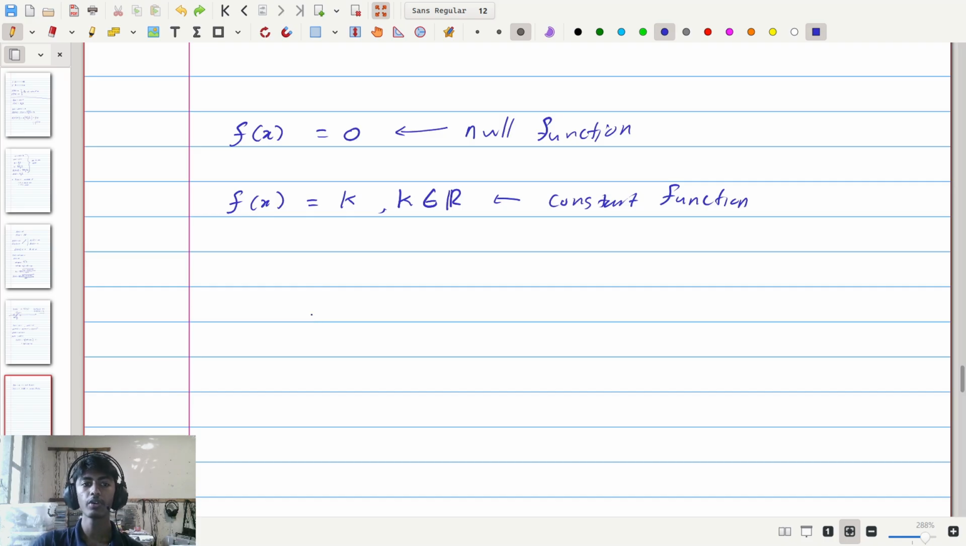The next function we'll be talking about is the unit function, f of x equals 1. Again, there's nothing much to say here. The unit function is simply the function that outputs 1 for any input of x.